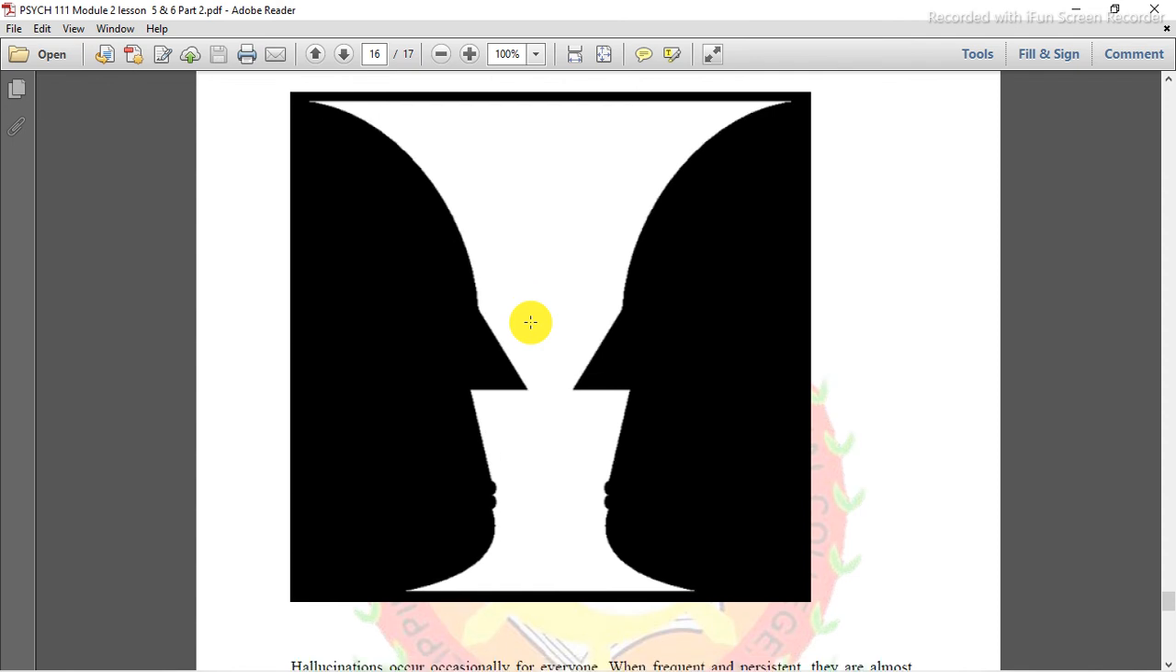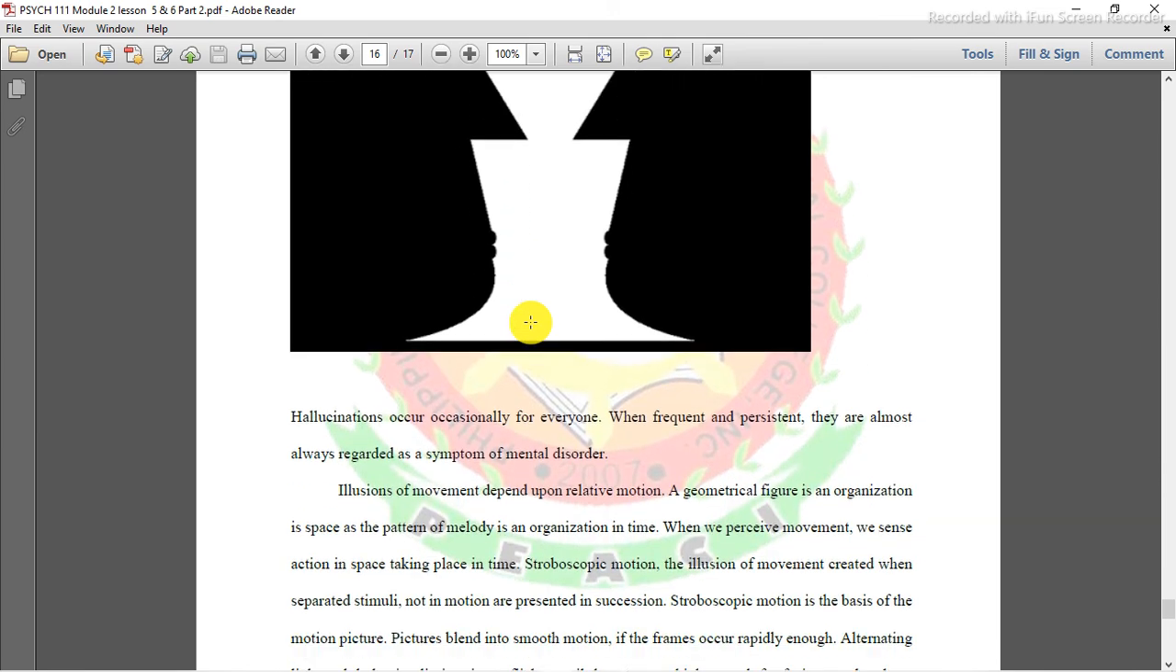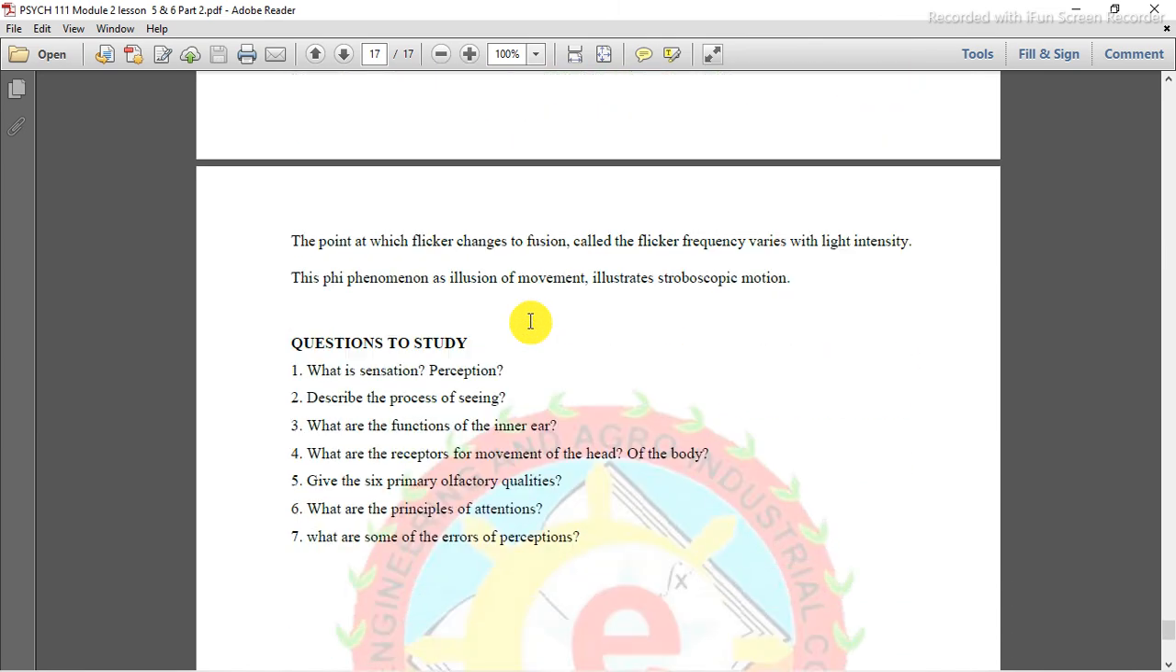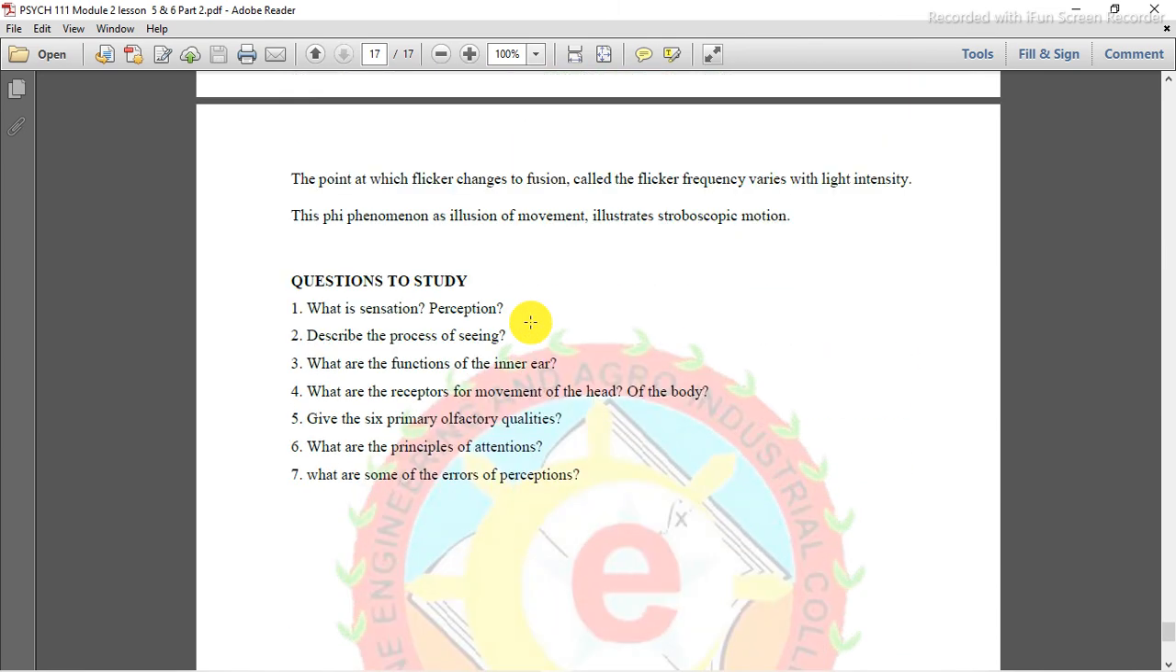Okay, so careful tayo. Dapat when we sense something, let's perceive it correctly. Okay, so yun yung mga problema po ng perception natin. Okay?